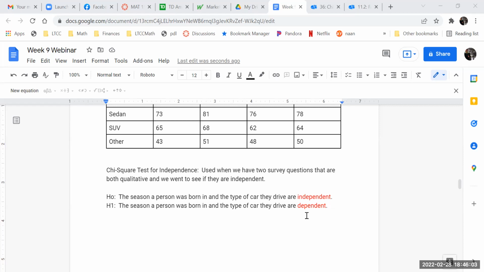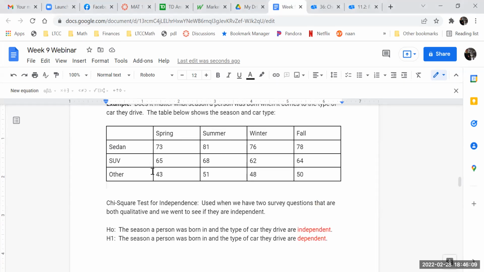So any questions at all on this idea? All right. Now, hopefully you remember in chapter 3, we were able to say things like, is driving a sedan and being born in the winter independent? Do you remember doing that? You may not have liked it, but we did that. And we looked to see if the probability of A and B was the probability of A times the probability of B.